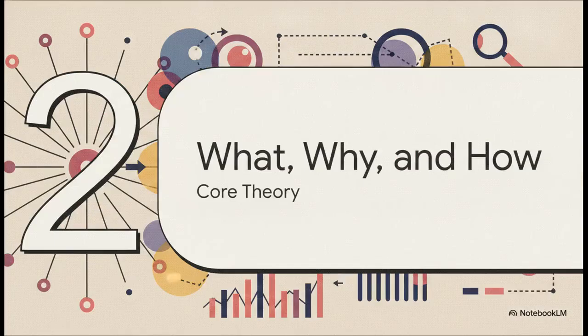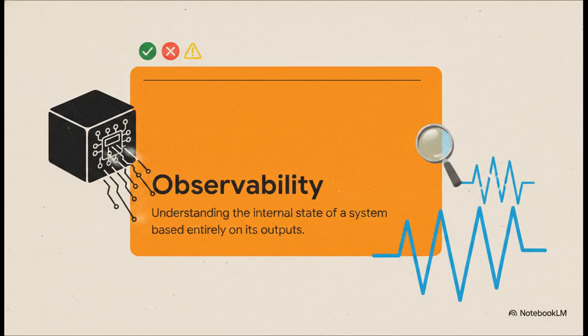Section 2. The what, why, and how. Core theory. Before we install a single tool, we need to know what we actually mean when we proudly declare that a system is observable. Okay, textbook definition time. Observability is the ability to understand the internal state of a system based entirely on its outputs. But let's take that out of the textbook for a second. Essentially, this is just about your ability to see inside the black box.